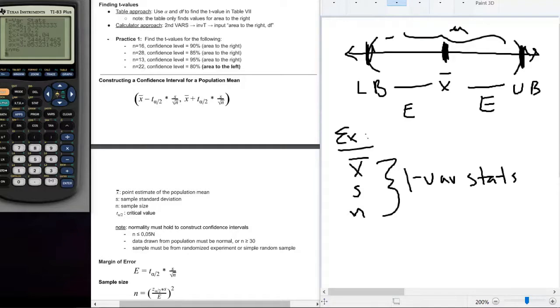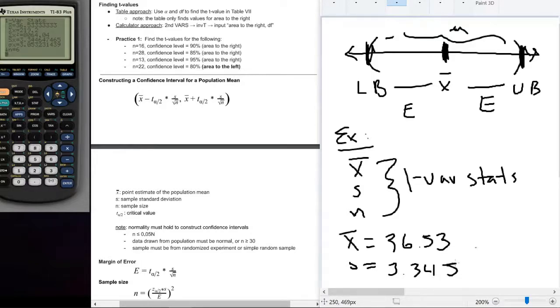So notice we have x bar 36.53. We have sample standard deviation 3.345.